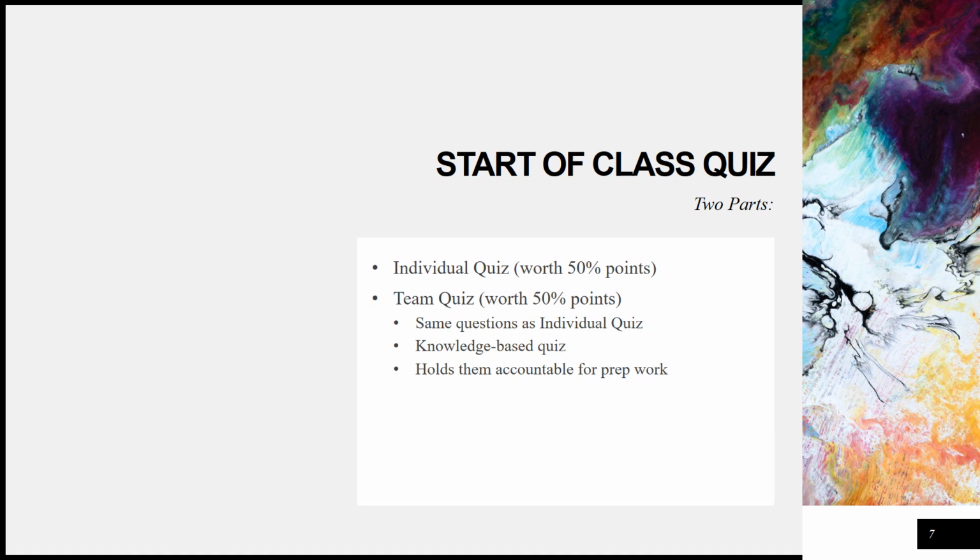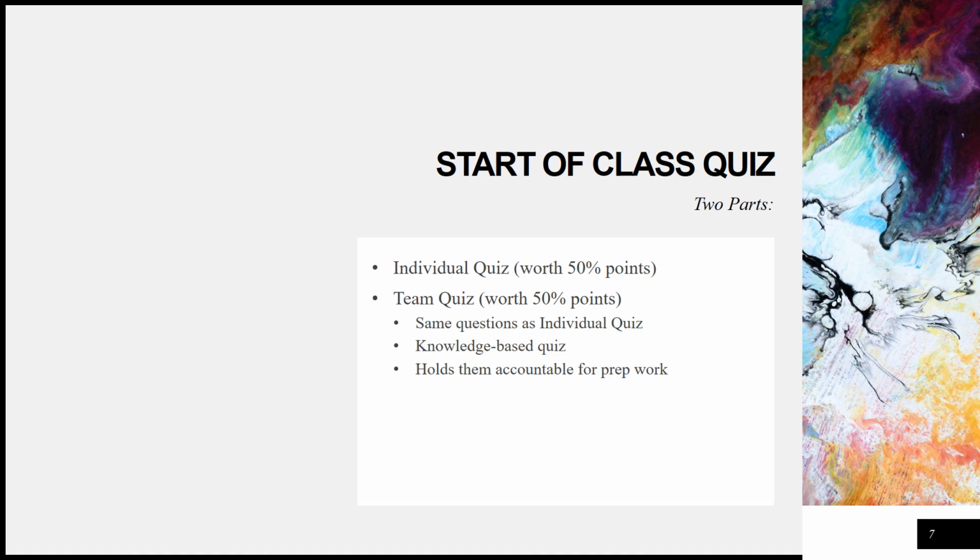And so when they go to take the beginning of class quiz, the first part of the quiz they take individually. So let's say the quiz is 10 questions. They will take the quiz individually, all 10 questions by themselves. Once all individuals are finished taking the quiz, then they'll get together in their teams and take the quiz again as a team. So once they finish with that, everything will be turned in.